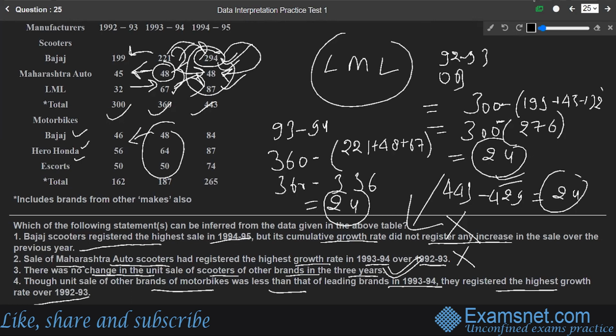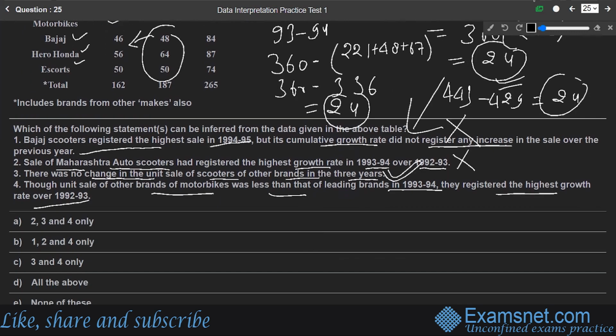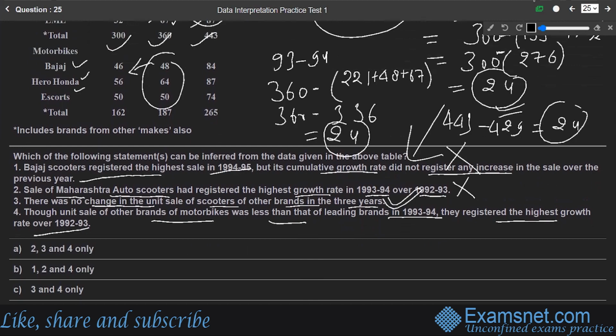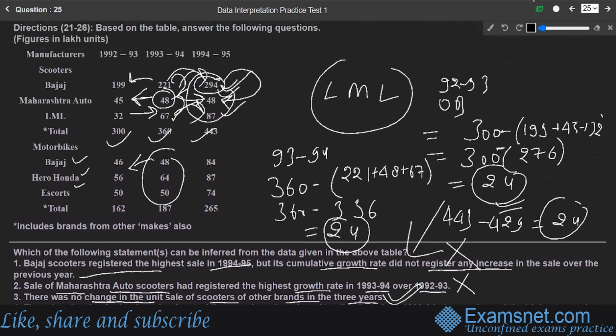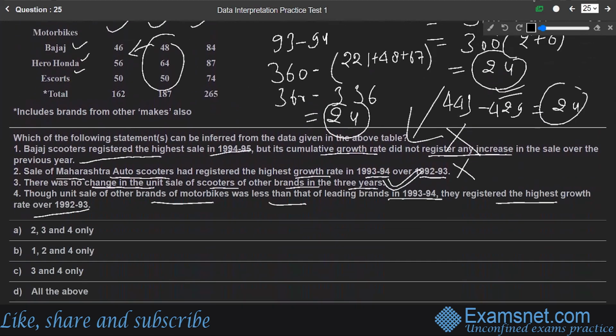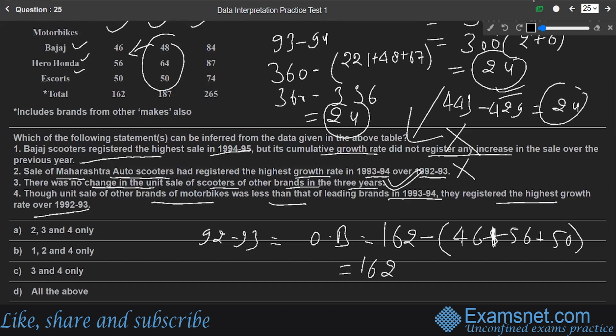What is the growth rate of the other brands? Let us find out first. For finding out the other brand growth, we have to subtract, for the year 92-93. Let us see what the other brand sale is for 92-93. For that we have to subtract from 162 the sale of all the other brands, that is 46 plus 56 plus 50.